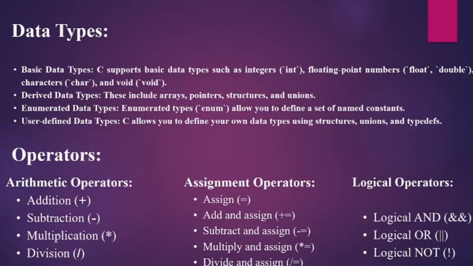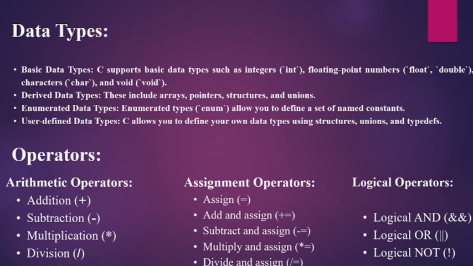Next we'll go to the data types used in the C language. The basic data types supported by C are integer, which is represented as int, floating point numbers, that is float or double, characters used as char, and void is used for void. Derived data types supported by C are arrays, pointers, structures and unions. Enumerated data types allow you to define a set of named constants. User defined data types allow you to define your own data types using structures, unions and typedefs.